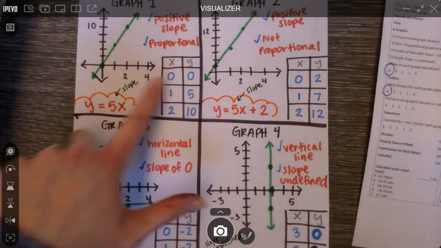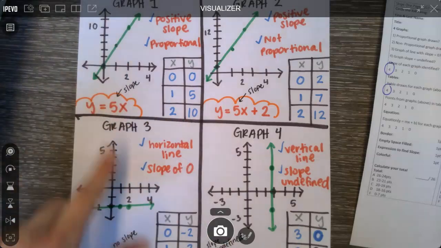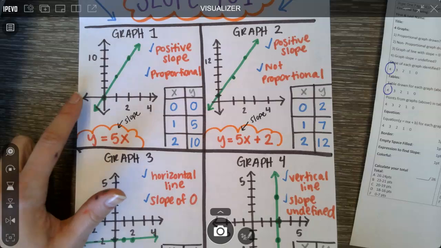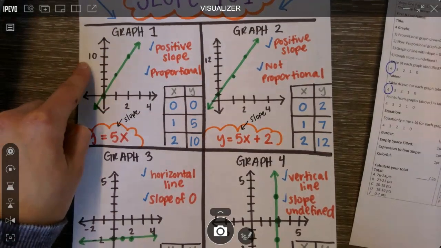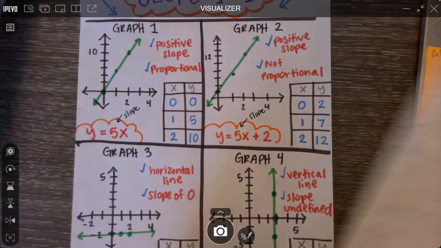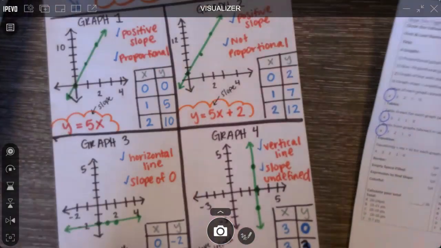Ooh, all right. 0, 0, 0, 0. 1, 5, 1, 5. 2, 10, 2, 10. Notice I kind of skipped on my counting, my scale. That's okay. I didn't want to squish all my numbers in, so I just said 2, 4, 6, 8, labeled 10. Down here, I counted by ones. 1, 2, 3, 4. So I'm going to say that these are good. All my tables have the points that are on these graphs.